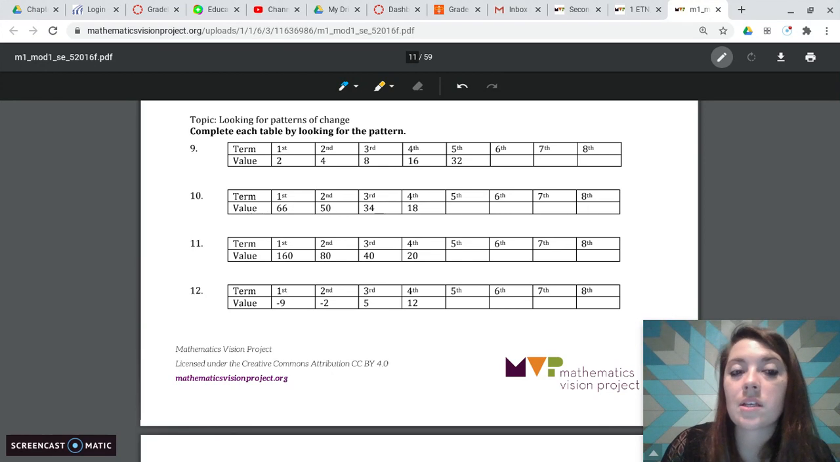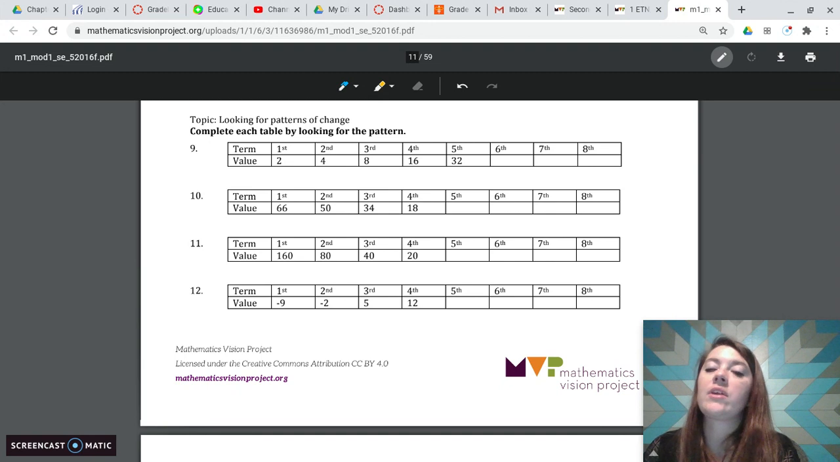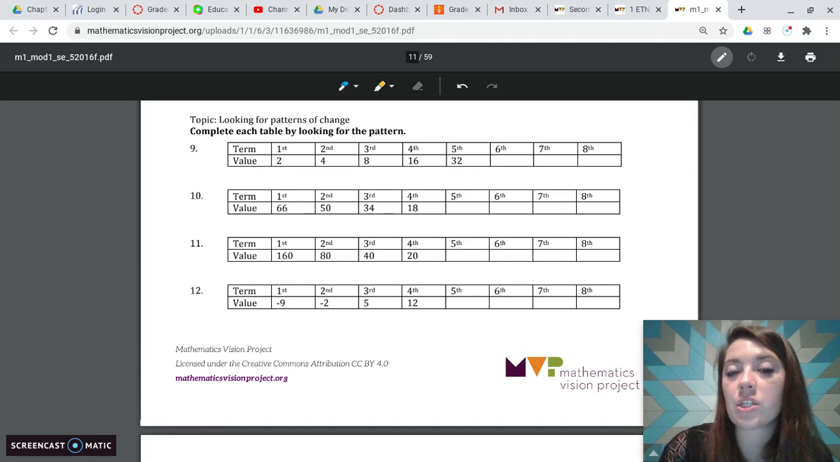A sequence is just a series of numbers that have some sort of pattern to them. So it might be you're adding the same number every single time, or you're subtracting the same number every time, or you're multiplying by the same number every time, or you're multiplying by a fraction, which would be the same thing as dividing. You want to think of it in terms of multiplying by a fraction, though, rather than thinking of it in terms of dividing, because when it comes to writing equations later, having the fraction is going to be easier than having the division.